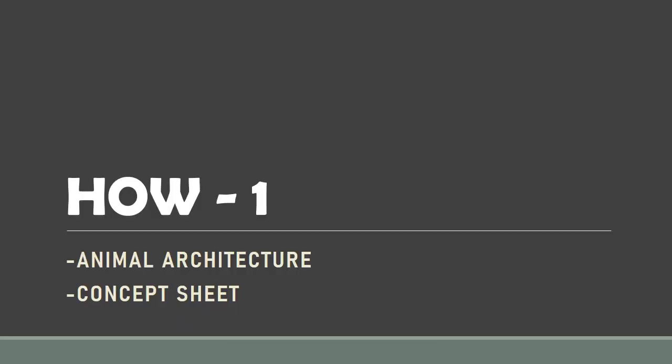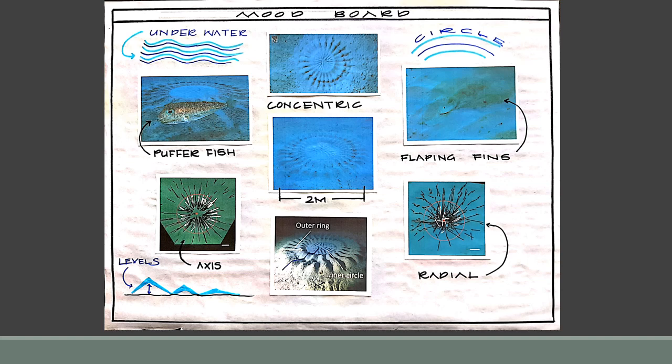Now, finally, coming to the first part of how, which is the animal architecture and the concept sheets, about how we came through the concept. So for animal architecture, I have chosen the pufferfish as the animal. This is a small 10 centimeter fish that builds large sandy nest structures which are around 2 meters large. It resembles crop circles, and they build this nest to attract the females and to mate, and they also lay eggs in the center of it.